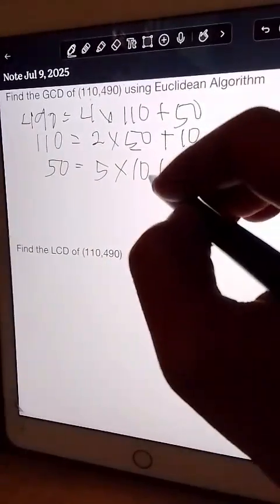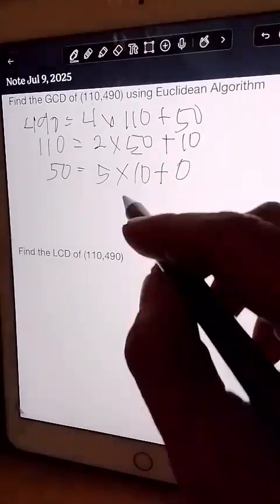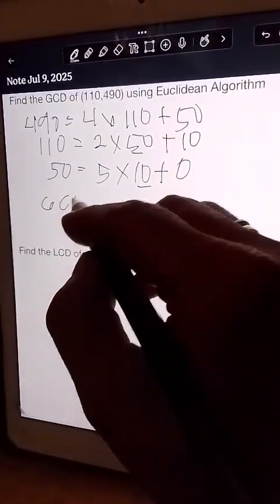So 5 times 10 is 50. So we have here 0. So the last non-zero remainder is 10. So our GCD is 10.